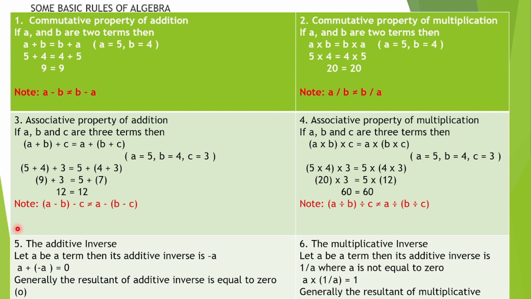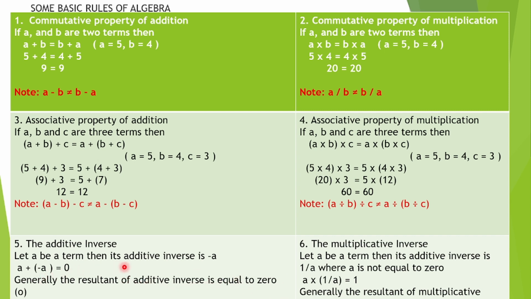Now let's talk about the additive inverse. So what is the additive inverse? If a is a term, then its additive inverse is minus a. So a plus minus a becomes a minus a, which is equal to 0. So generally the result of the additive inverse is equal to 0.